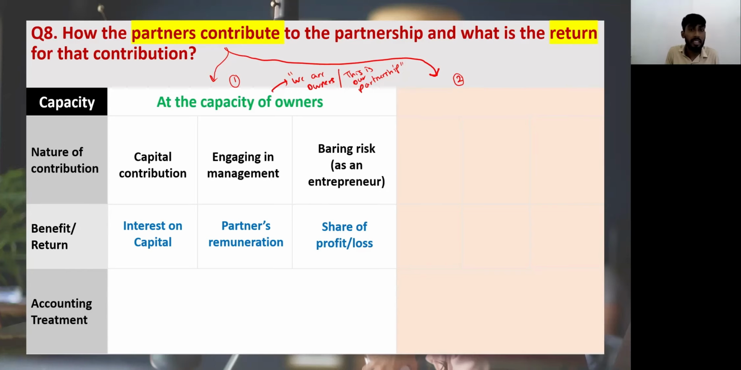So in the capacity of owners, they can contribute in 3 ways. And for those 3 ways, they will get 3 types of returns. Keep those things in your mind.